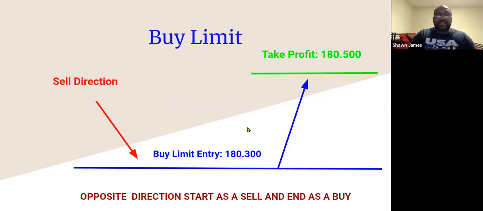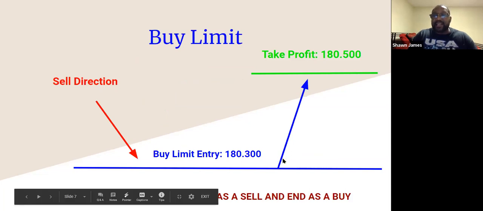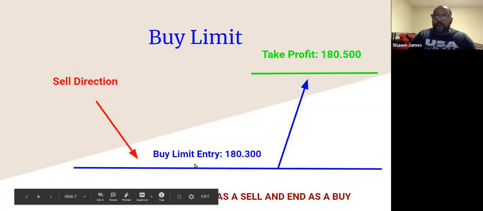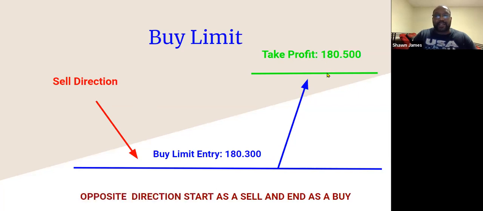And of course, the inverse is true here. Opposite direction for a buy limit, it starts as a sell, enters a price, and then it goes up as a buy and hits the price at a higher level, okay? 180.500. So it might have been here at 180.400 and you catch it going down, and then it hits an area of support, okay? We're gonna talk about that. Okay, it hits a common area where we pretty much know it may turn around, and then it does. It turns around and goes up in the opposite direction and hits our take profit, okay?